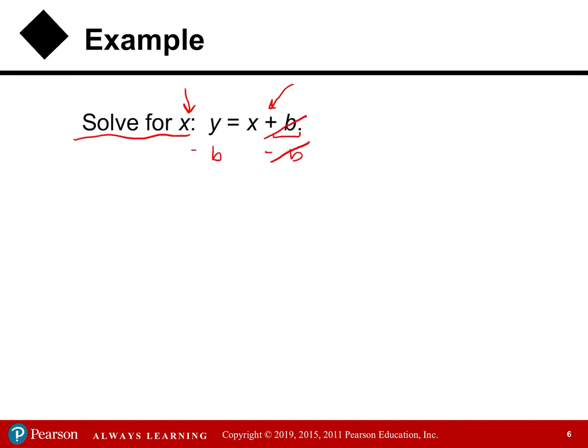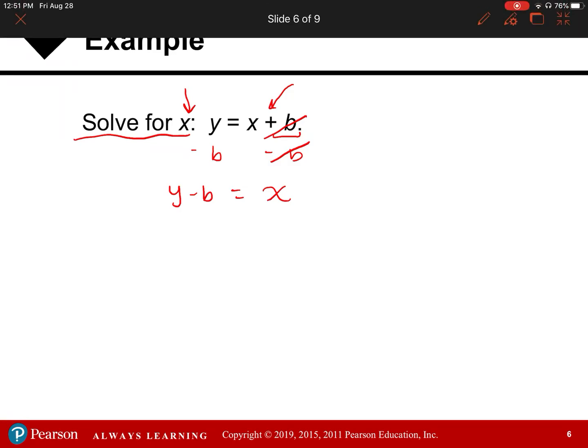b minus b, well, that's gone. It's like money. If you subtract, all your money is gone. So we're left with x on our right-hand side. And our left-hand side, we're left with y minus b. And that's it. We solved for x. Let me go ahead and erase that so we can see the next slides.